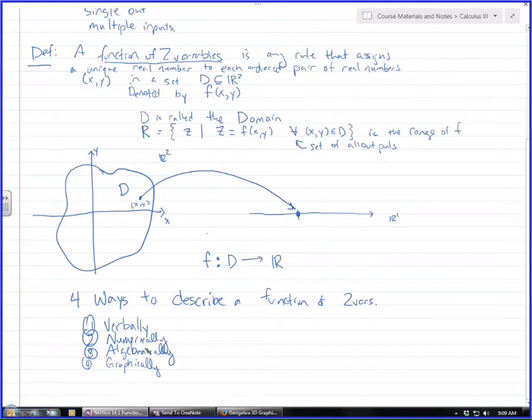But we want to be able to switch between these fairly easily, meaning if I give you a formula, you're going to want to give me some numerical outputs. If I give you a graph, you want to be able to see how it relates to the numerical and algebraic outputs of the function. Okay, so let's start with the most common one, which is the formula.